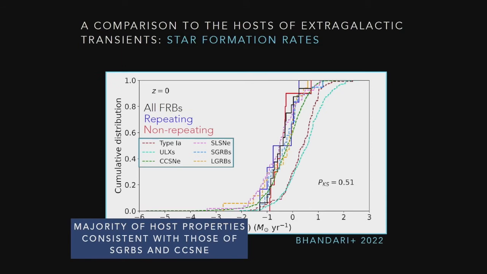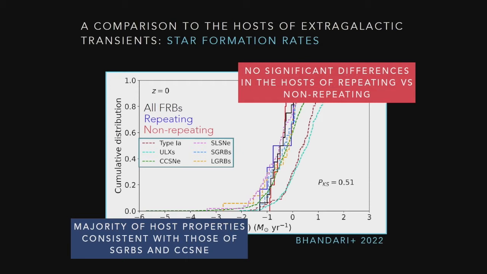So indeed, when we add in things like the star formation rate and stellar mass, we find that the majority of FRB host properties are consistent with those of short GRBs and core collapse supernovae. And this is consistent with the picture that we see where FRB hosts span a diverse range of hosts in the same way that short GRB and core collapse supernovae hosts do.